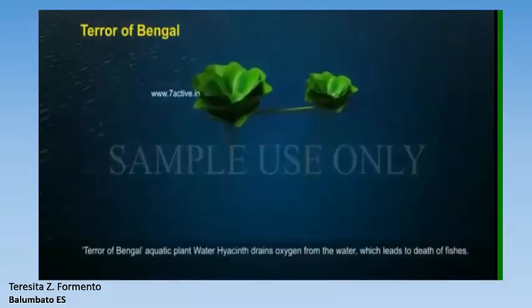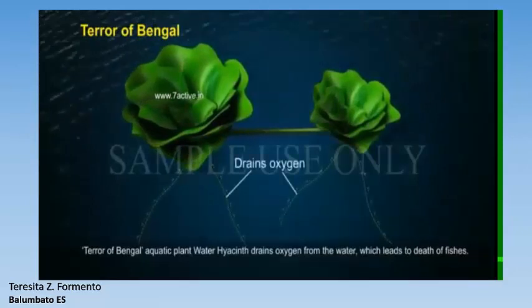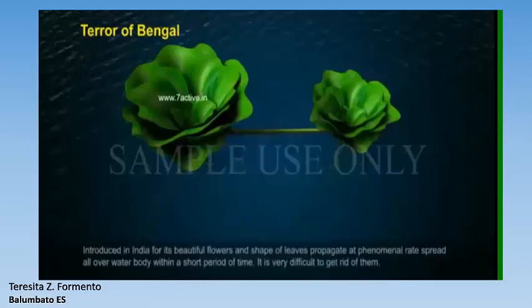Water hyacinth, the terror of Bengal, is an aquatic plant. It drains oxygen from the water, which leads to death of fishes. Introduced in India for its beautiful flowers and shape of leaves, it propagates at phenomenal rates and spreads all over the water body within a short period of time. It is very difficult to get rid of them.